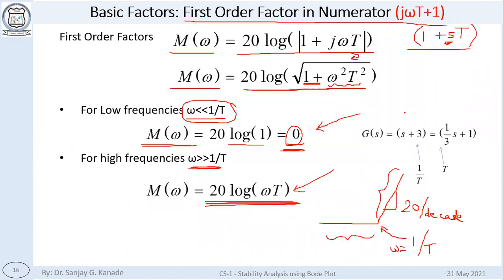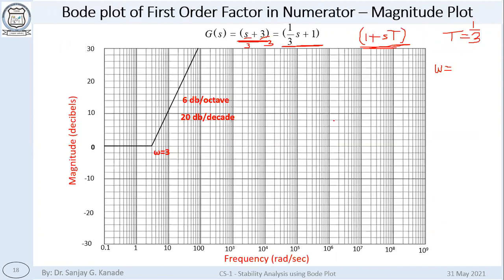This omega, we have seen sections between omega less than 1 by t and omega greater than 1 by t. This 1 by t is called the corner frequency. Omega equal to 1 by t is called the corner frequency. Can you guess why it is being called corner frequency? Because you can see something like a corner being formed here, right? Here a corner is getting formed.